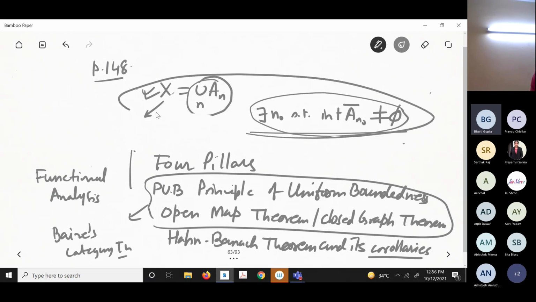Actually, they use this thing, so that if you do not have Baire's category theorem, the functional analysis subject itself will be gone. Only here you don't need it. Now, that's the importance of the Baire category theorem.